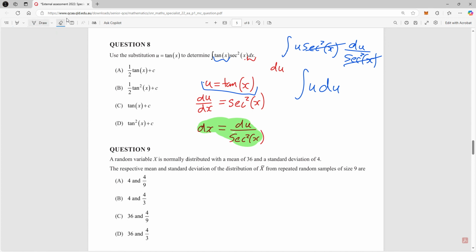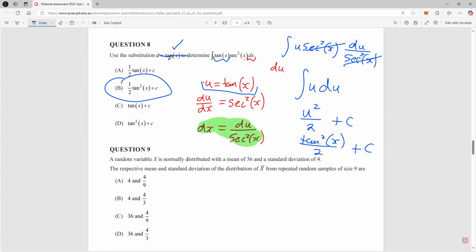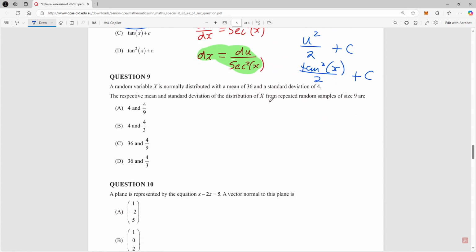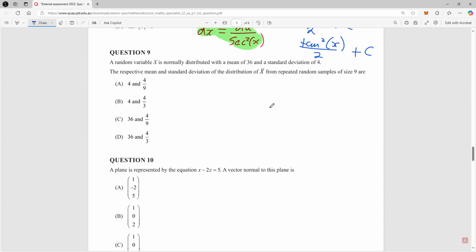So if we integrate this, add 1 to the power, divide by the new power, so we get u squared divided by 2 plus c. Now we know u is tan x, so we have tan squared x over 2 plus c. So the correct answer here is B. I think that's pretty straightforward, okay? Again, they gave you a hint here. They could have made this harder by just saying determine this integral, but because of that hint, it made it a bit easier, okay?